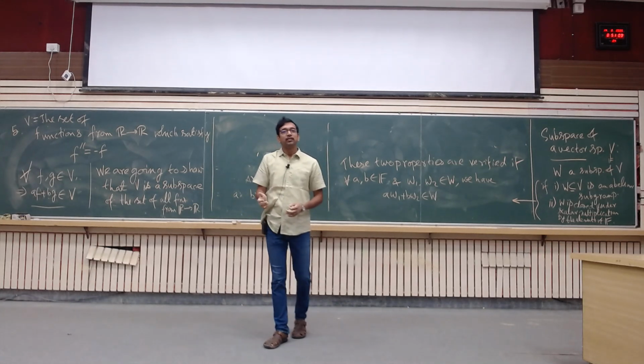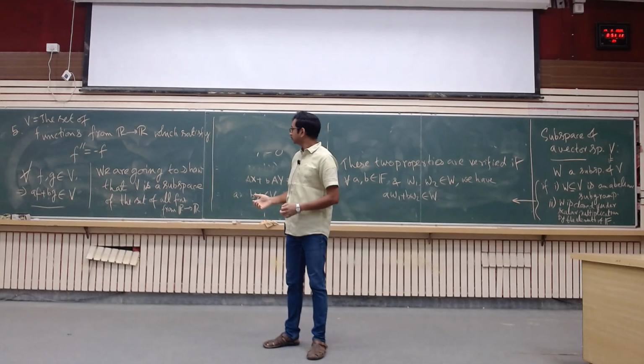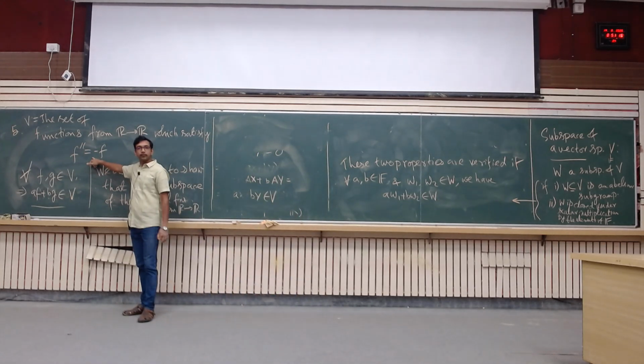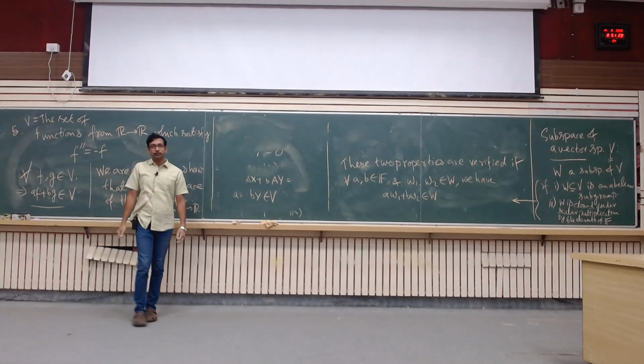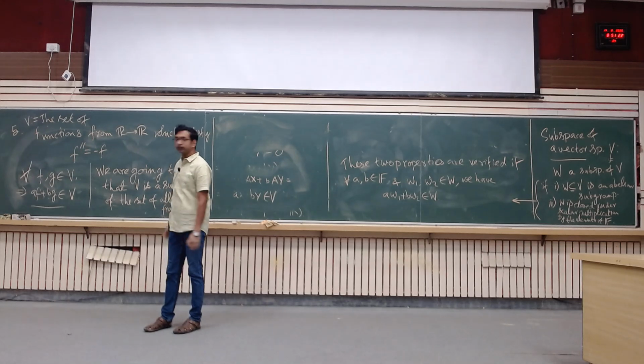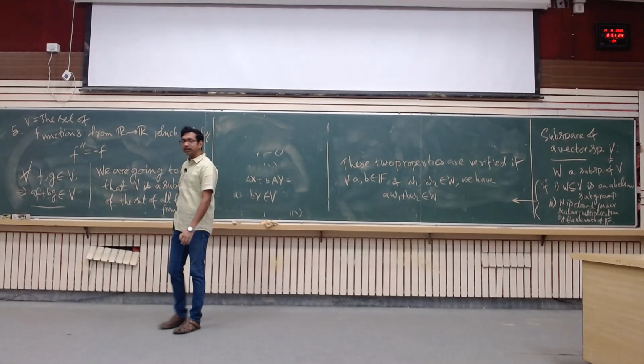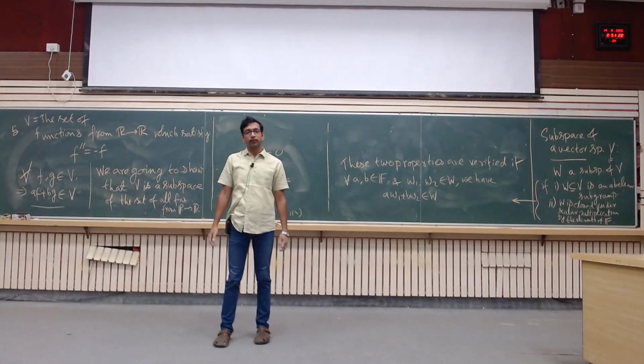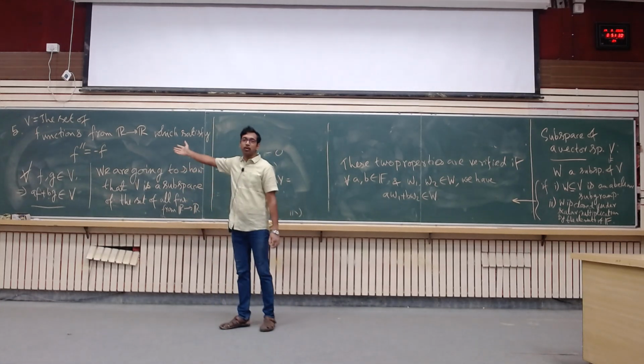The function f double dash is minus f. Like for this subspace, if we prove this one, all the other functions are also true. There may be other functions from R to R which may not hold true. Yes, and those are then not in V.